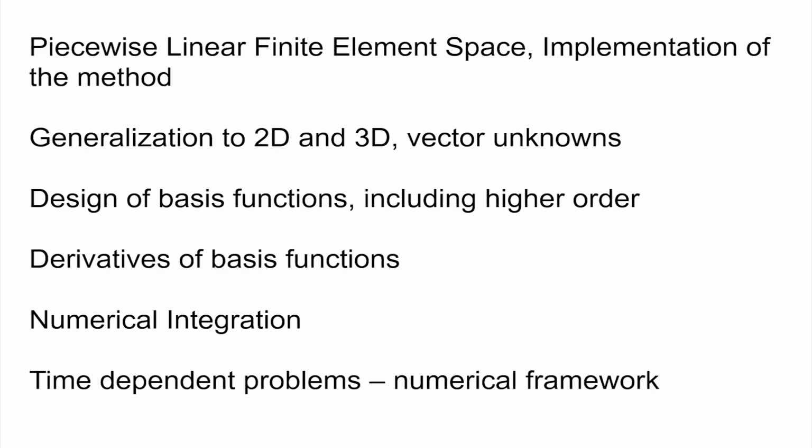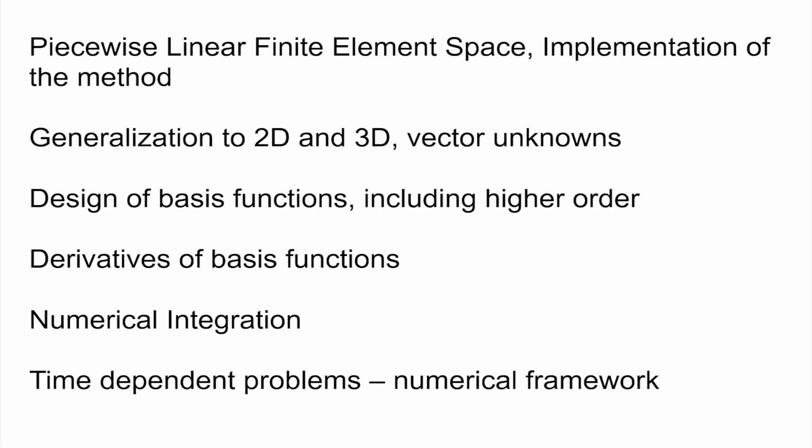Once we have learned the one dimensional method, we are going to go ahead and generalize it to 2 and 3 dimensions, and also we will talk about what happens if at a given point there is more than one unknown. For example, in fluid mechanics, if you are solving incompressible equations in 3 dimensions, then at each point you could have 3 velocity components and a pressure. So, you would have 4 unknowns. How do you deal with vector unknowns?